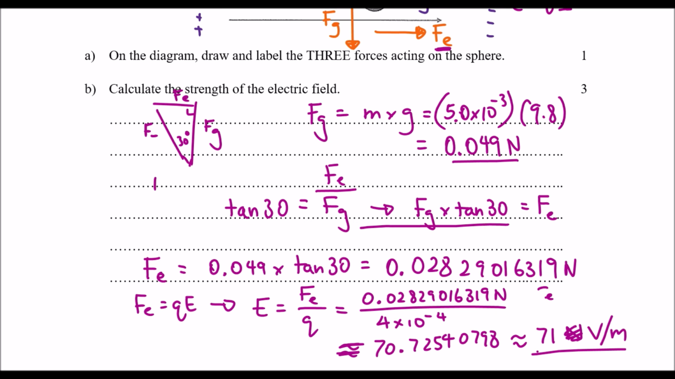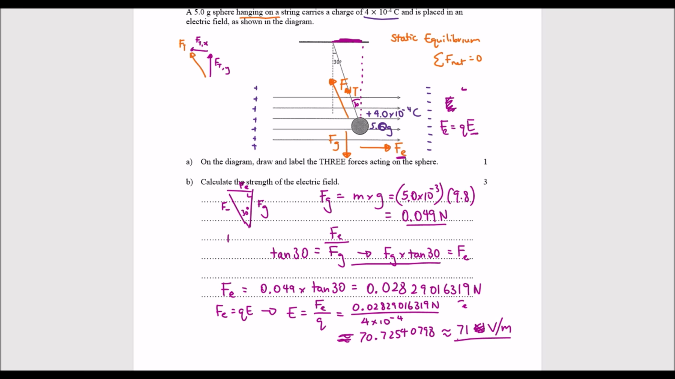Let's scroll back out and show you the full question again. We firstly looked at the force diagram, and then demonstrated that the electric field strength is derived by first working out the gravitational force, then using trigonometry to work out the electrostatic force, and then working backwards to find the electric field strength.